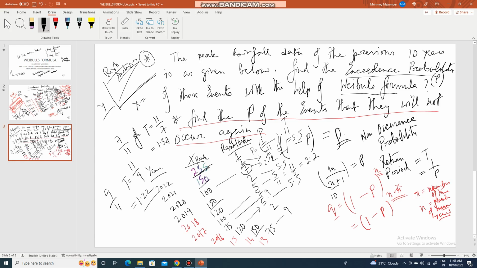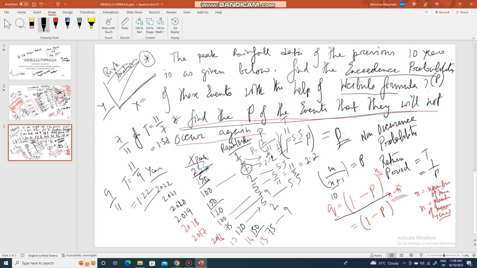Okay, but this is all an approximation. This is not real. You are calculating the probability, not the exact time. Now, what I am saying is that if this part is also given, that find the probability of the events that they will not occur again, then you have to use the formula Q is equal to 1 minus P. Now, take the first example.